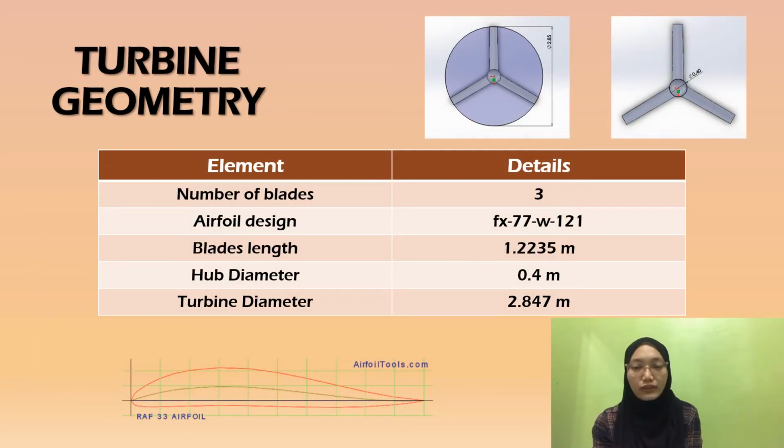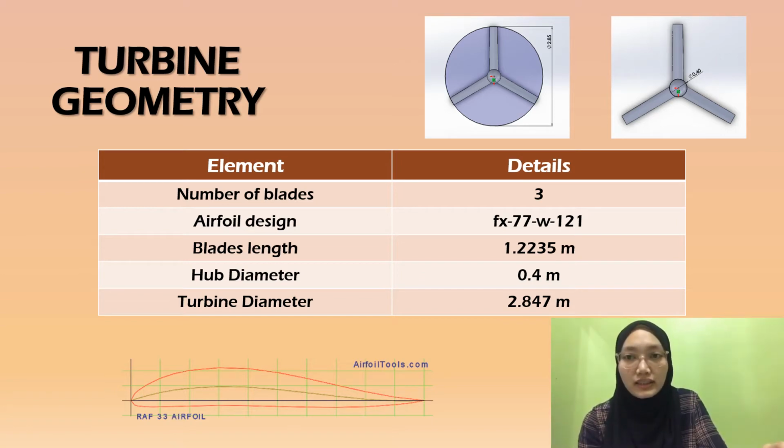Now proceed to the geometry of the turbine. As shown in the table in the slide, that is the list of elements required when designing a turbine. The details in the table were referred from a research journal of a numerical turbine simulation and have been modified to satisfy the size of the location that has been selected, which is the Melaka River.